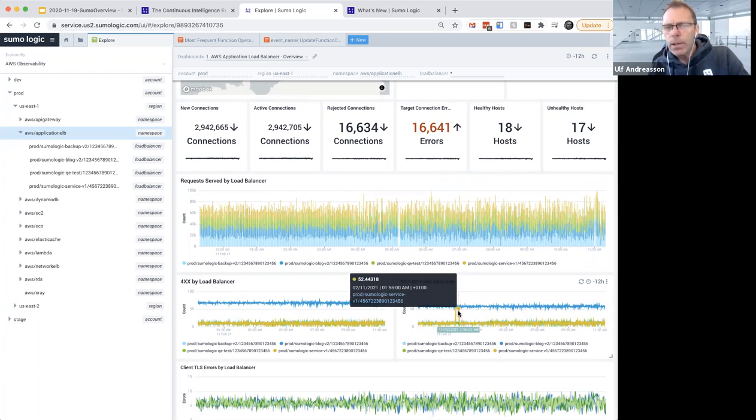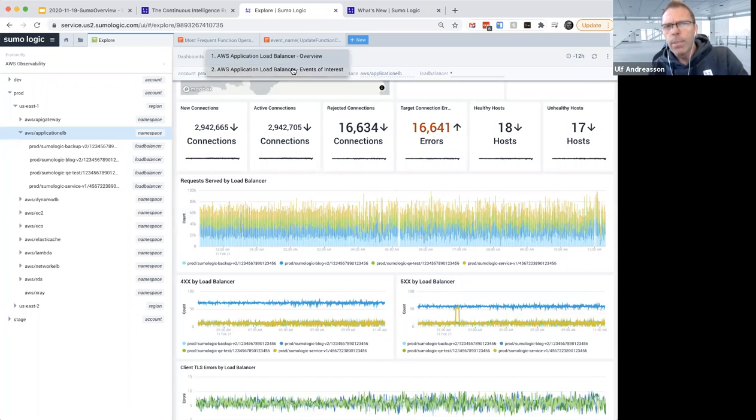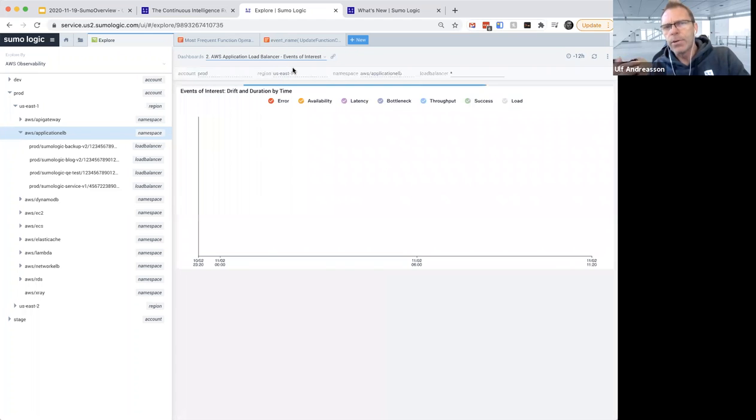So what I can now do is go into my events of interest, which is going to highlight different events that are drifting away. So first of all, I have a timeline on the x-axis, and on the y-axis, I have the drift away from what would effectively be normal.